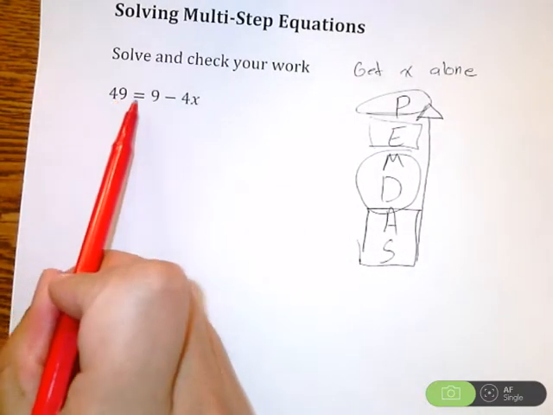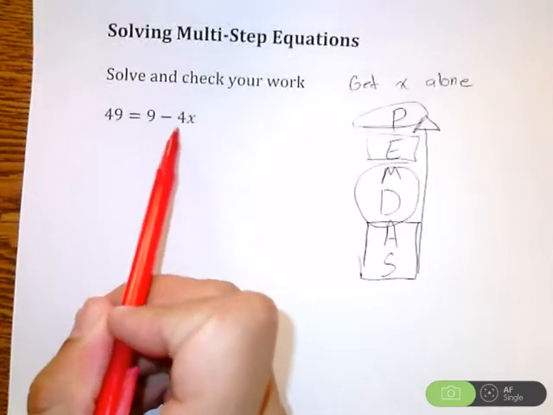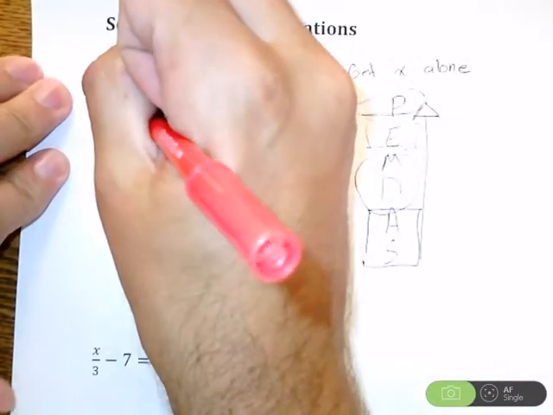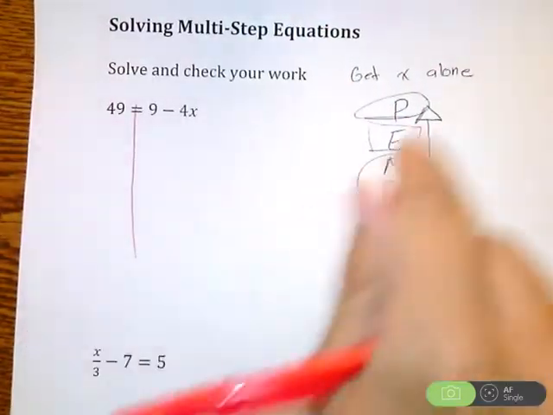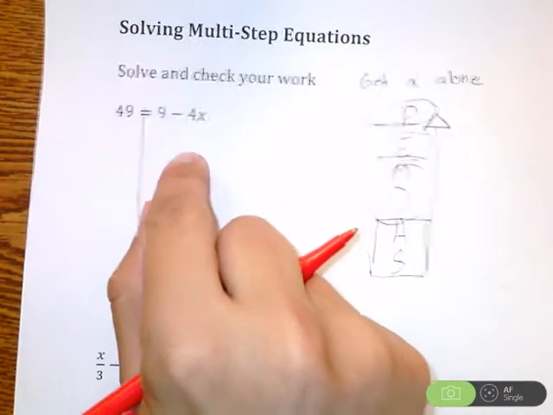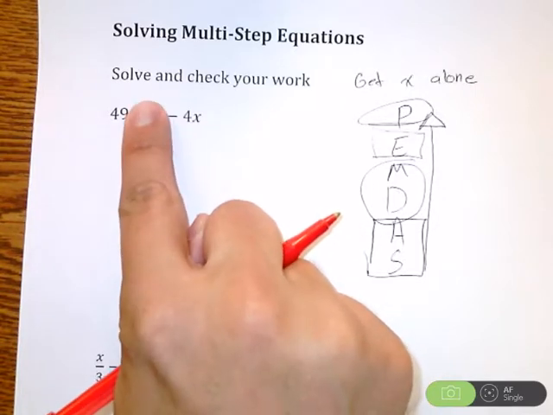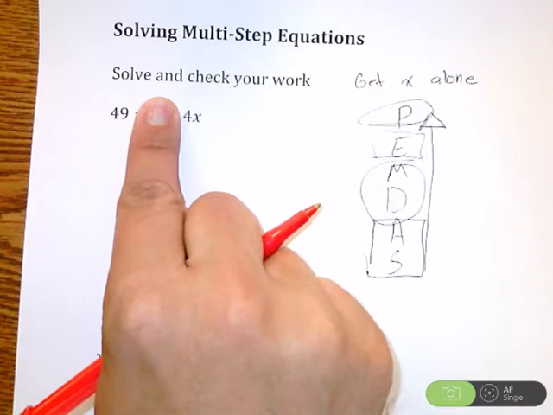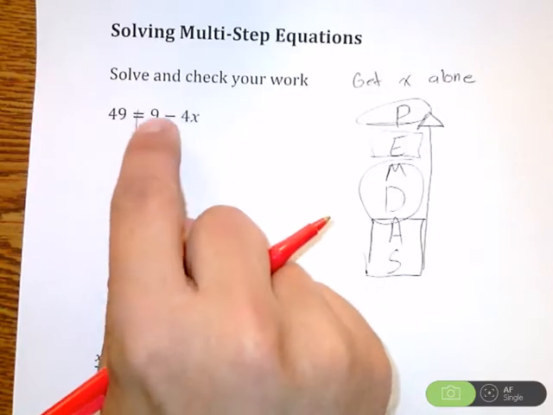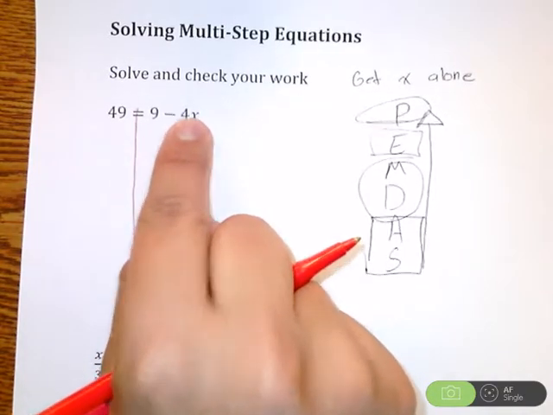So I have 49 equals 9 minus 4x. What I do is I look at what side has the x, because remember we're trying to get x alone, that's where the focus is. So I have this 9 minus, so we have a subtraction, 4x. When you see that 4 and that x together there, that means multiplication, 4 times x. So we have subtraction and multiplication.